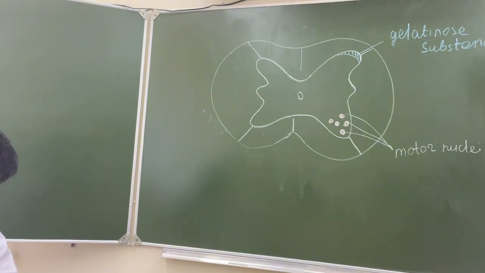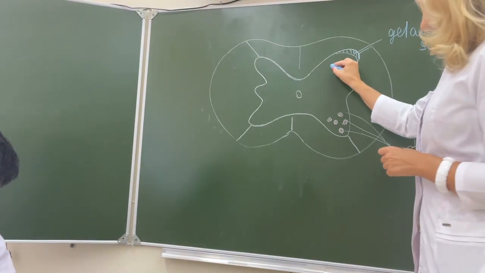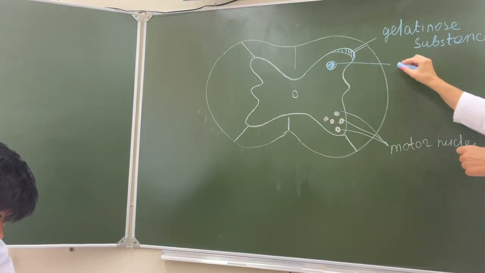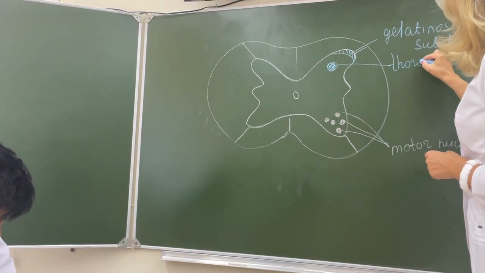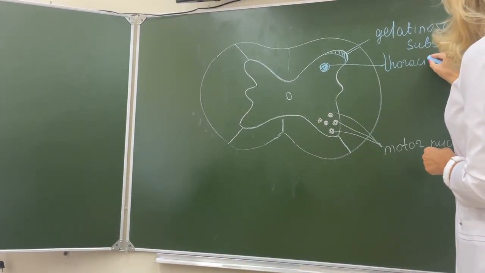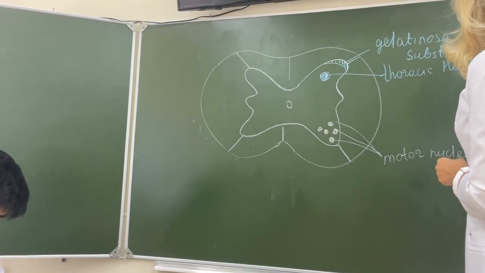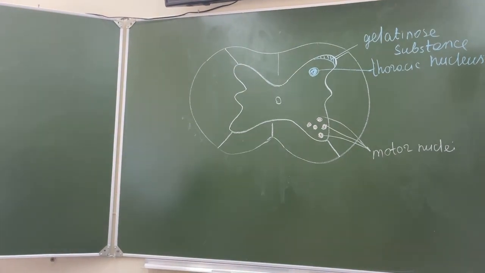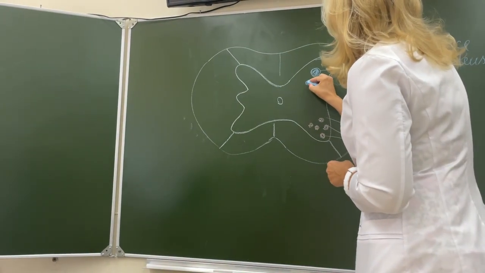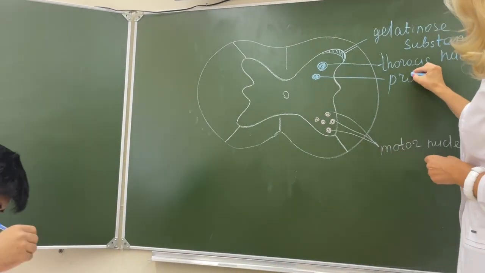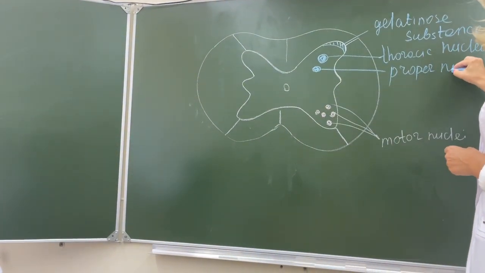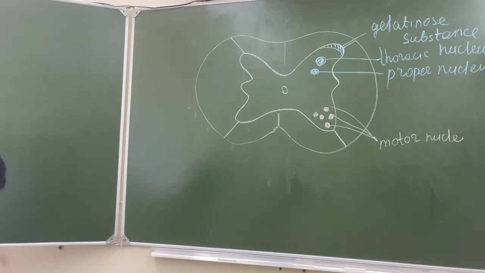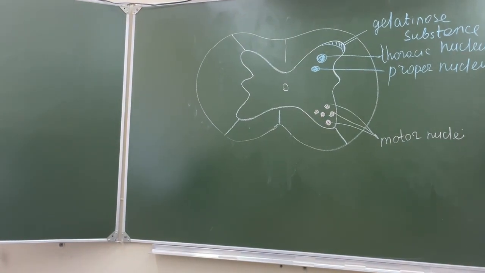The next one is called the thoracic nucleus. It's more developed in the thoracic segments. One more is called the proper nucleus. And we have one more that is called intermedia media.